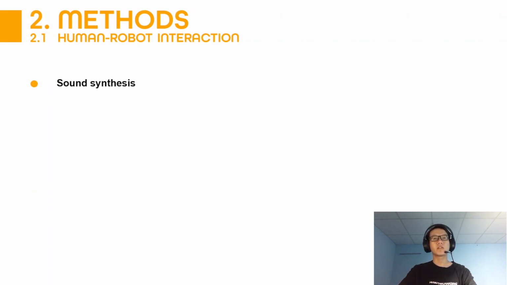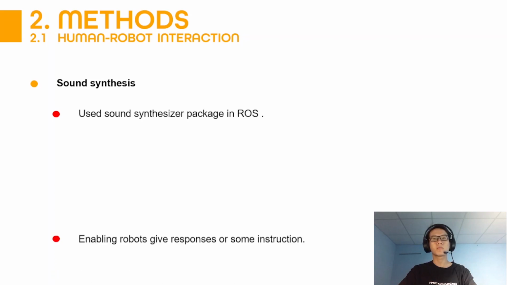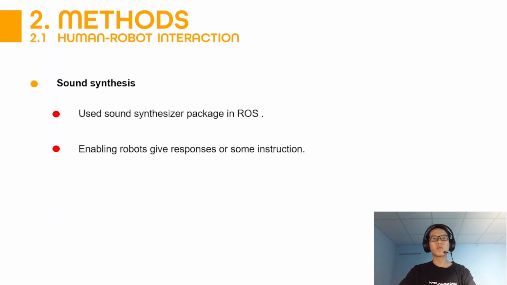In sound synthesis, we use a sound synthesizer package in ROS. After the robot receives an order, for example, it can give its response or instruction. The robot says like this: "Thank you for the order. Please wait a minute." And we can program with C++ or Python.